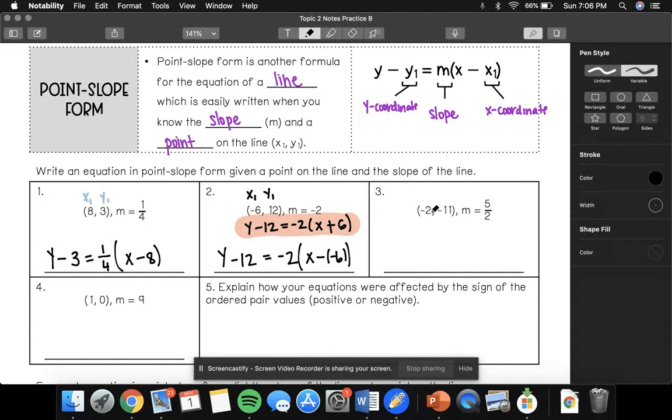Eventually, when we feel better with this, this is the more simplified version. All right, number 3, this one crosses through (-2, -11), and it has a slope of 5/2. Again, this is my x-coordinate and this is my y-coordinate that goes through the line. Using this form, y minus -11, I could just write plus 11 and create an addition problem, equals 5/2 times the quantity x minus x1, so x minus -2.